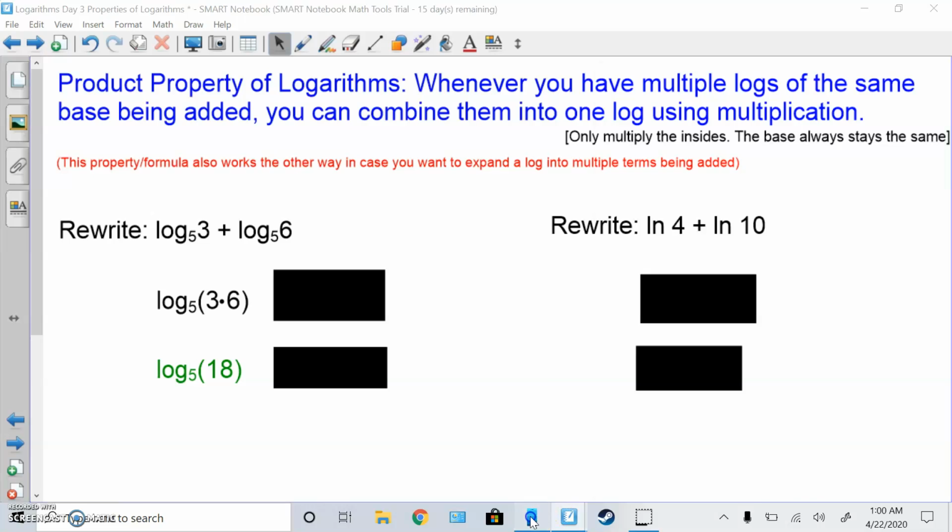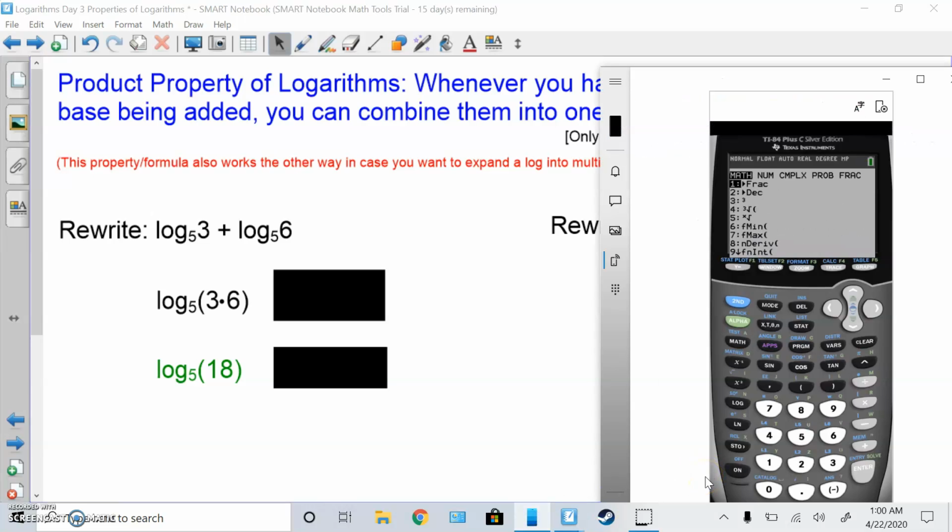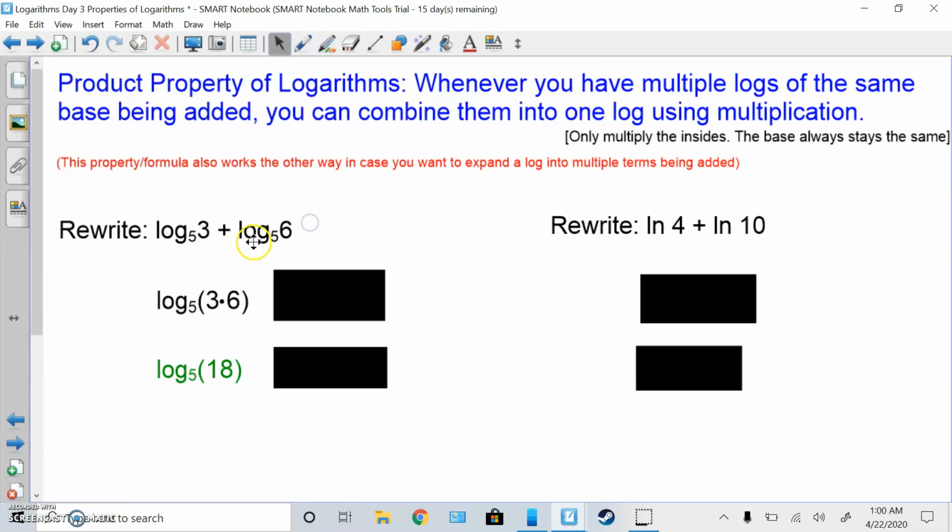So let me check that in the calculator. Math up, log base 5 of 3 plus math up, log base 5 of 6 gives me this answer. If I do a single log base 5 of 18, it's the exact same decimal. Now, we will usually combine it, but if you want to reverse it and go backwards, if you want to split up to multiple logs being added, you could do that.